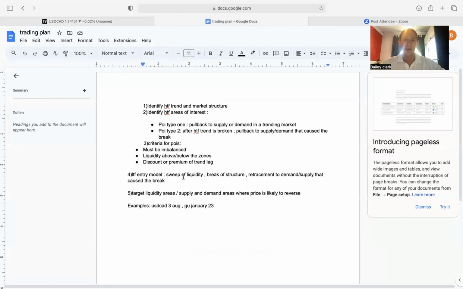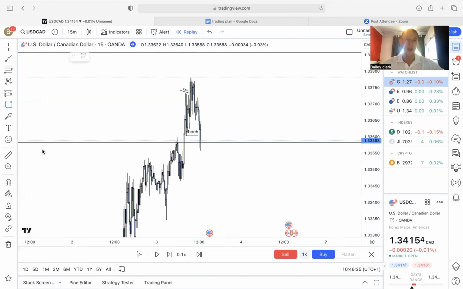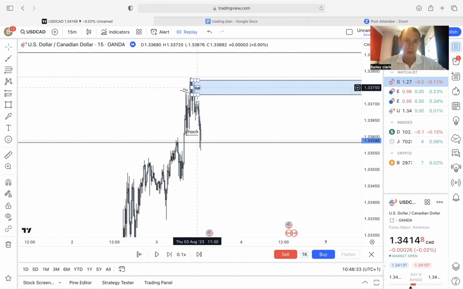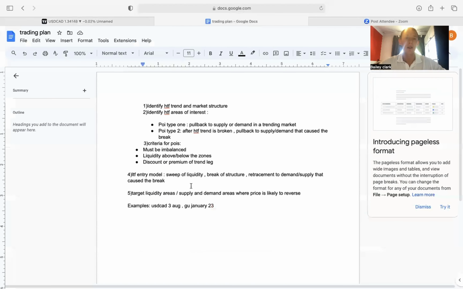And then looking at step 4, sweep of liquidity, break of structure, retracement to supply or demand that caused the break. In this case, we're looking for sales. So we're looking for a retracement into an area of supply that caused the break of structure. And in this case, we have this very nice area of supply, which was imbalanced. And we also had liquidity resting below, like so. So it meets all of our criteria for a point of interest.